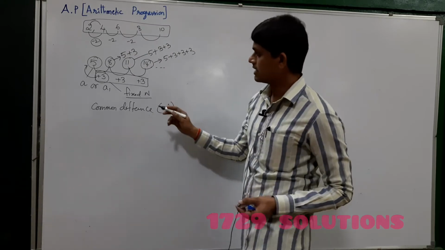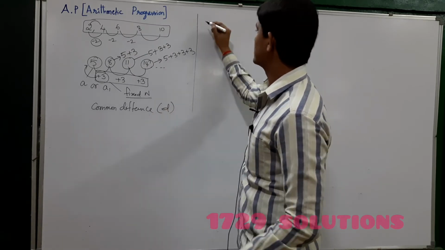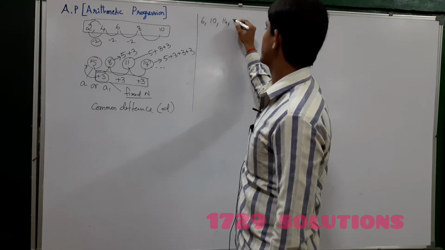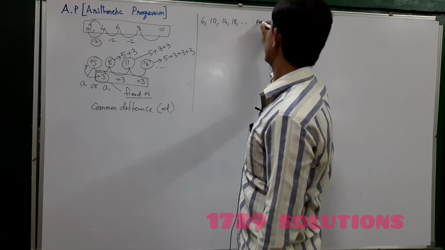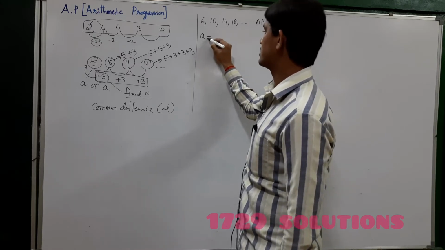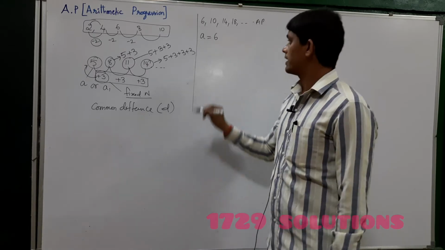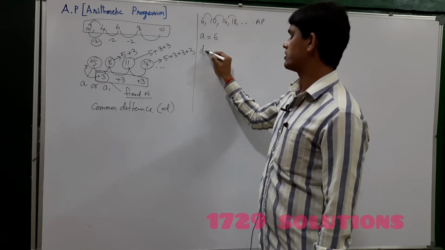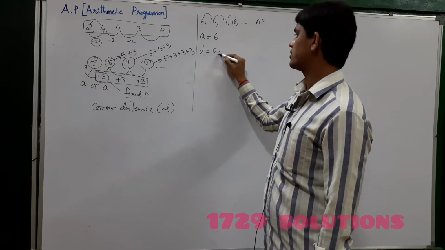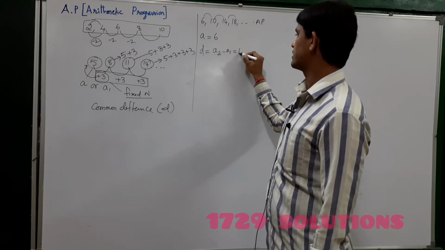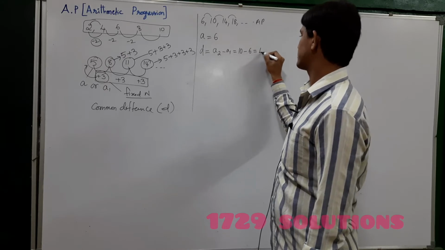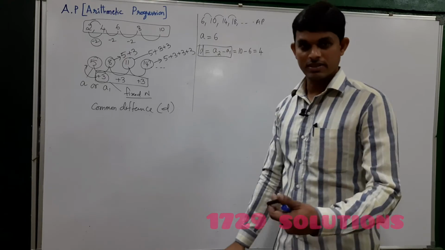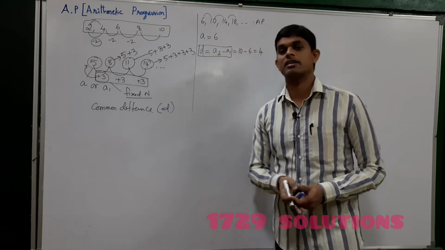Before that, you also need to find the difference. Suppose 6, 10, 14, 18 are in AP, so the first term A is 6. Then what is the difference between every two numbers? It will be 4. This is denoted by D, and the formula is D = A2 minus A1, second term minus first term. So this is an important formula for D. Not only second term minus first term, we can also take third term minus second term.